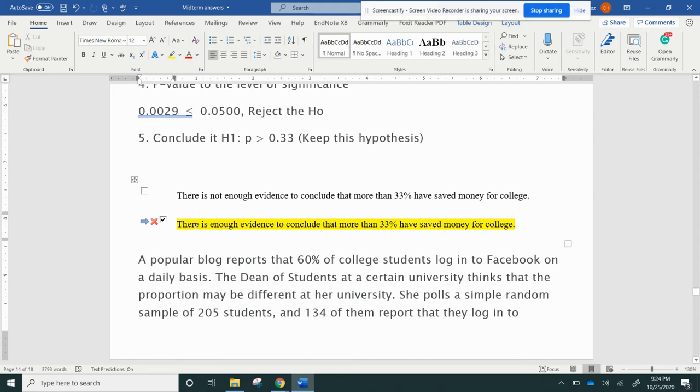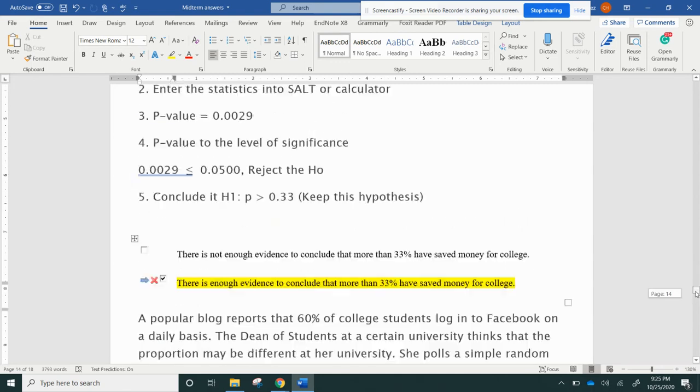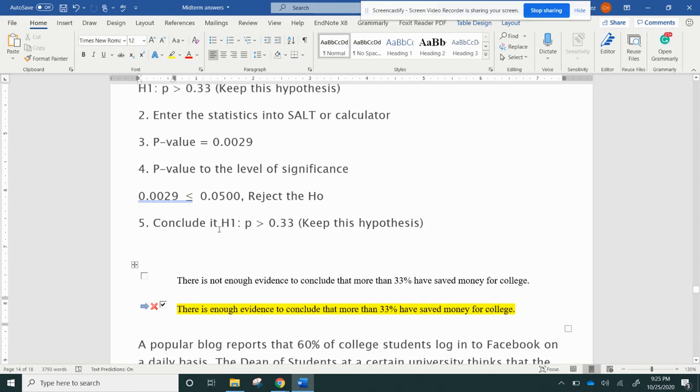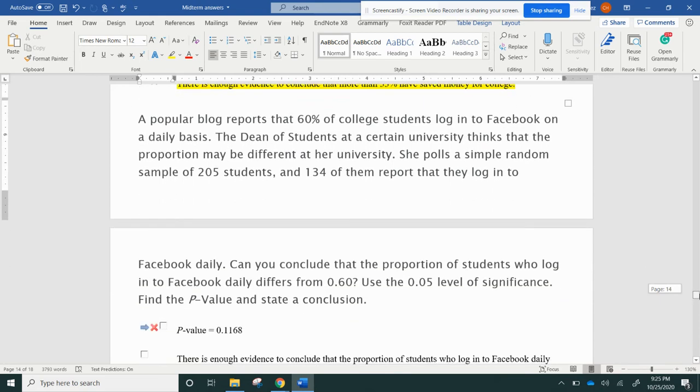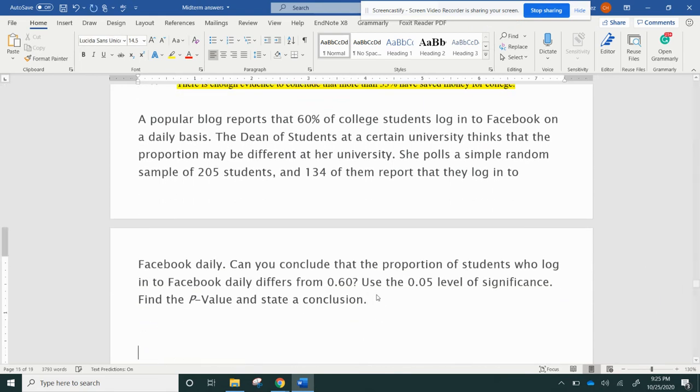So this is the correct answer. There is enough evidence to conclude that more than 33% have saved money for college, because I concluded my alternative was true and the proportion was greater than 0.33 or 33%. All right, let's do a different one. You can see the p-value, but let's show it anyway.